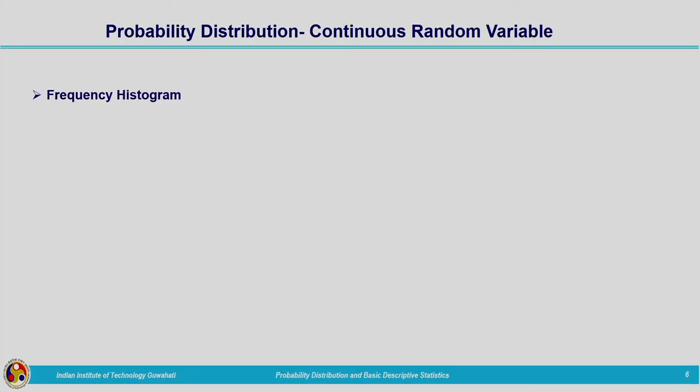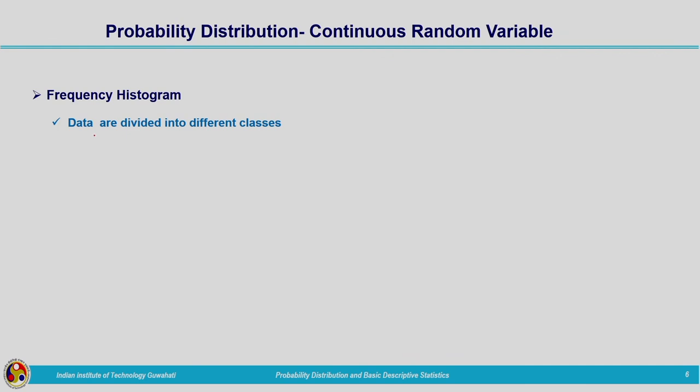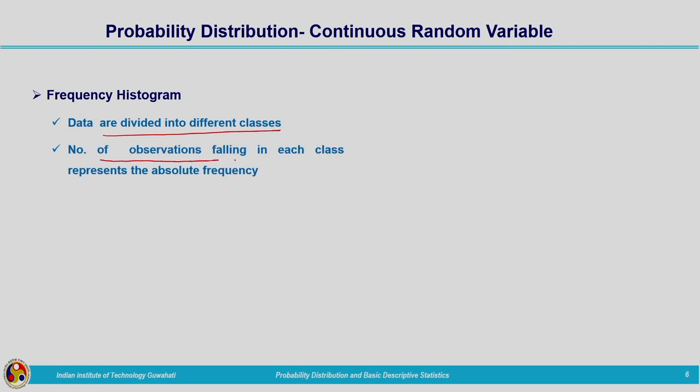So in this case, we will be dividing the data into a number of classes. That we can understand with the help of a frequency histogram. What is a frequency histogram? The data corresponding to a particular variable are divided into different classes, and the number of observations falling in each class represents the absolute frequency. That is the number of times it occurs within that class.